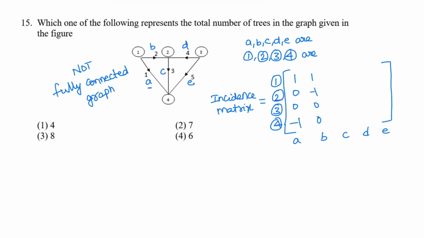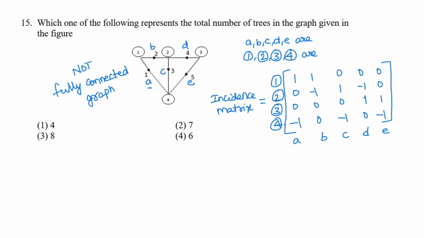Similarly for branch C, 0 1 0 minus 1. For branch D, 0 minus 1 1 0. For branch E, 0 0 1 minus 1. So this is the incident matrix.